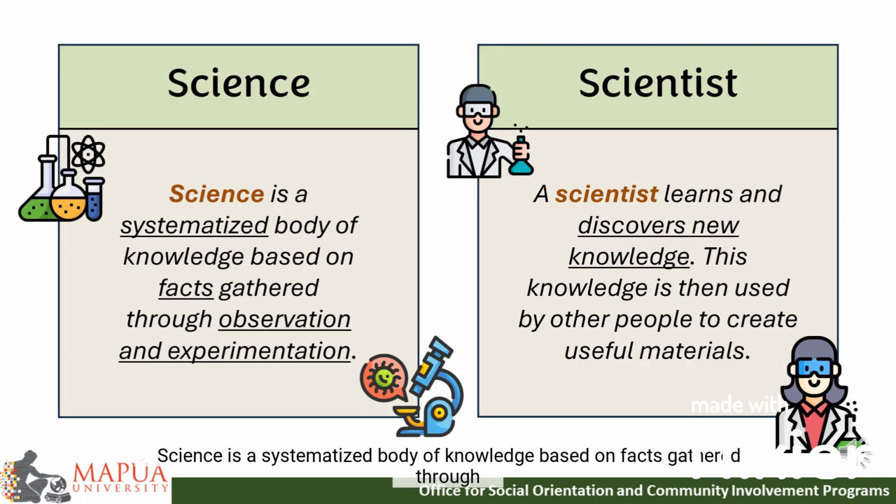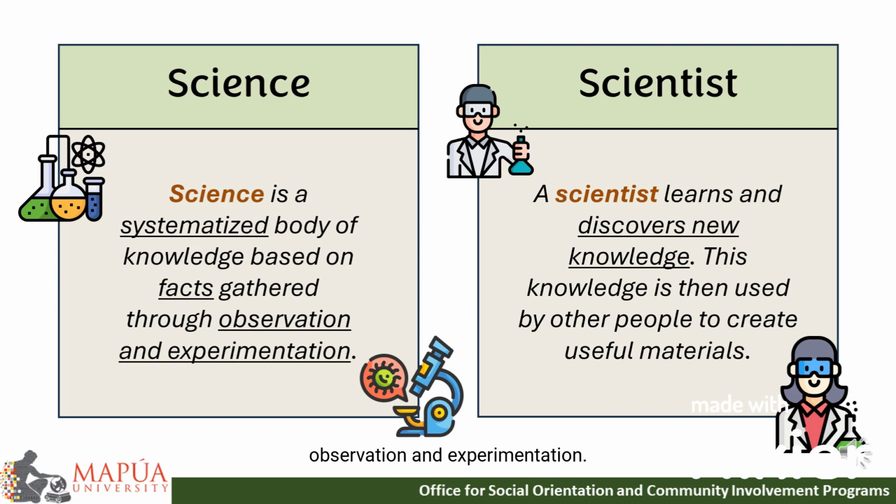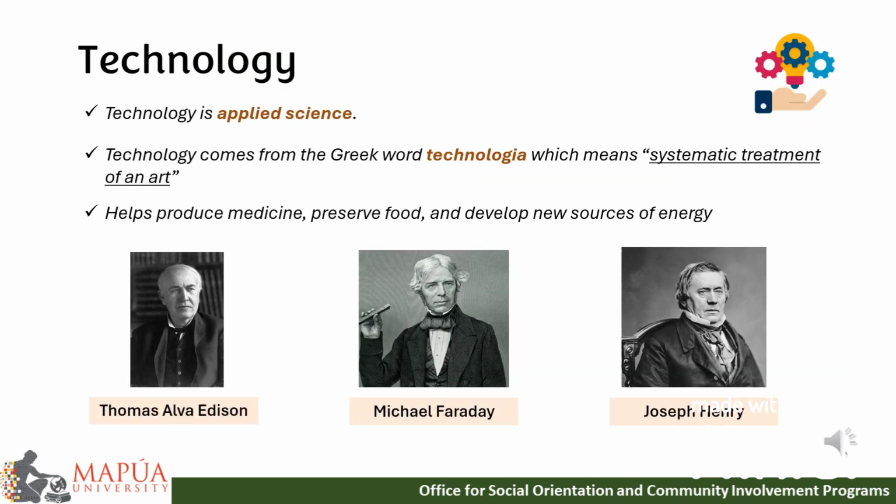Science is a systematized body of knowledge based on facts gathered through observation and experimentation, while scientists learn and discover new knowledge. This knowledge is then used by other people to create useful materials. Technology is applied science. The word technology comes from the Greek word technologia, which means systematic treatment of an art.